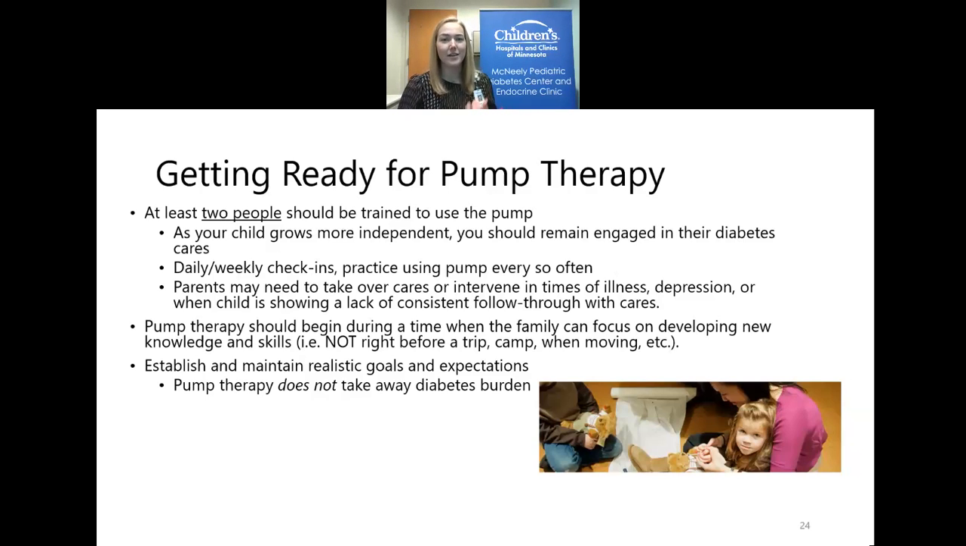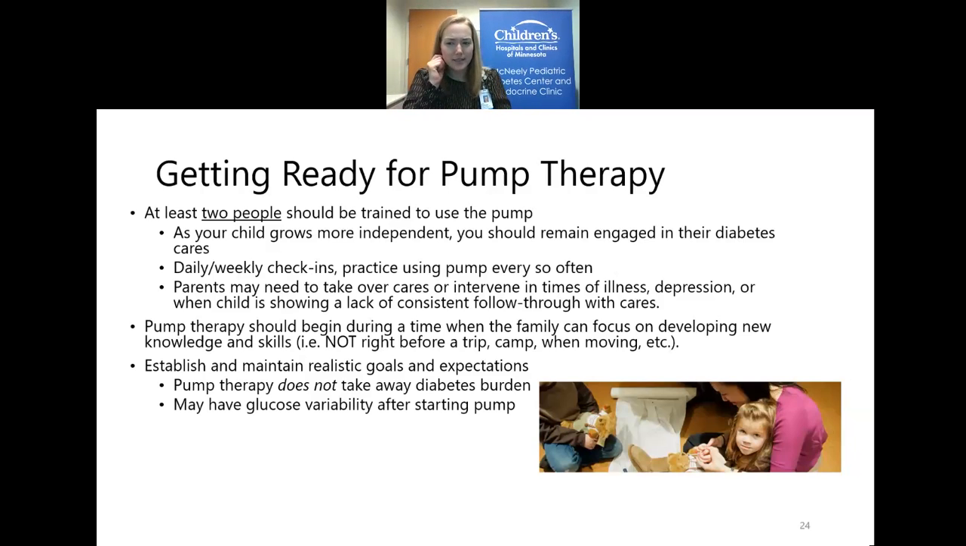We still have to count carbs. We still have to monitor our blood sugars. We have to put those into the dose calculator. You still have to be doing actions. It's just less brain work, and it can be very helpful. But again, we just want to be realistic. It doesn't take away all diabetes woes.